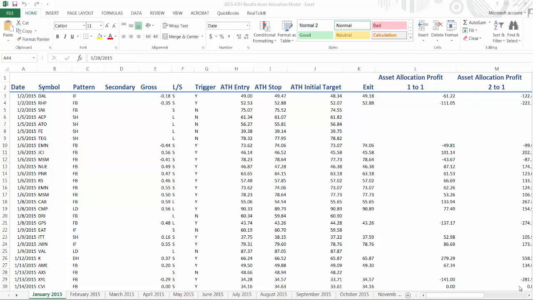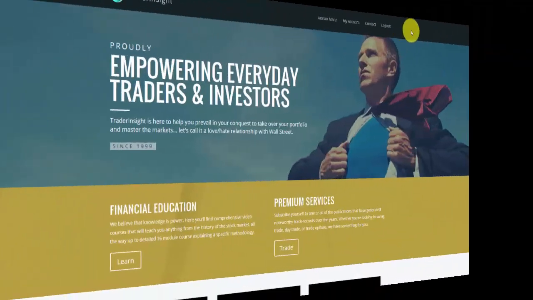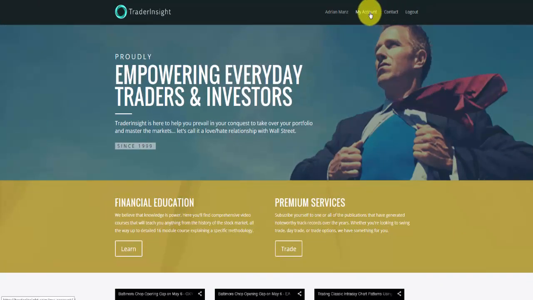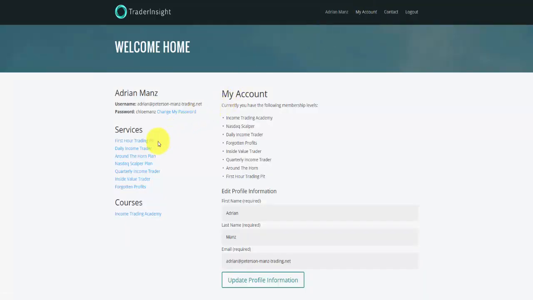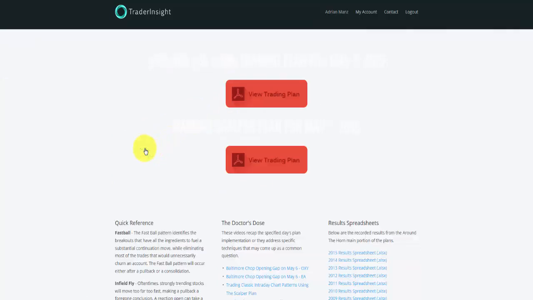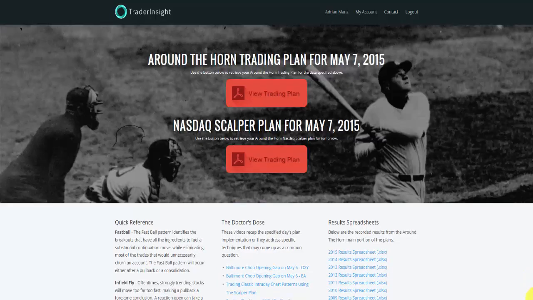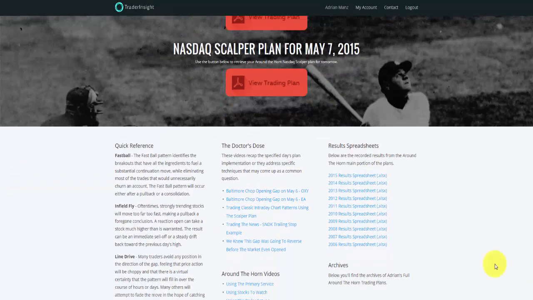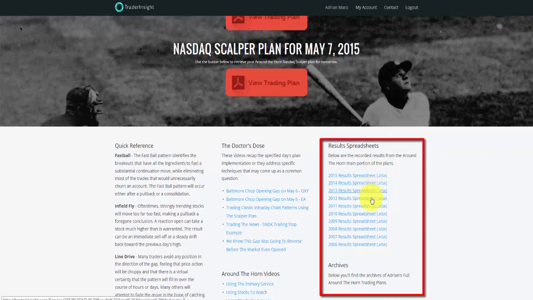So here is what my core analytics look like. This is an Excel spreadsheet. I've got these records all the way back to 2006. If you are a member of the Daily Income Trader trading service or you're trying it out, you've got access to all these spreadsheets right there on the service download page. So all you need to do is, rather than downloading it from the email that you receive each night, log into TraderInsight.com, go to your members area, and you'll see all this stuff there for you to go through.